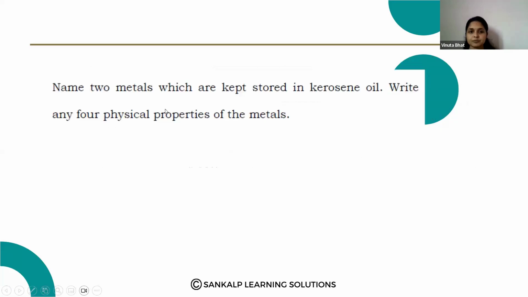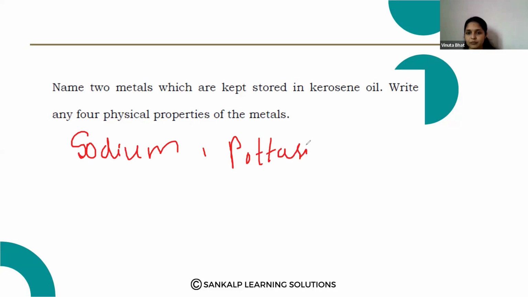Next question. Name two metals which are kept stored in kerosene oil. Write the four physical properties of metals. Name any two metals, that is sodium and potassium, which are stored in kerosene oil. Write any four physical properties of metals.